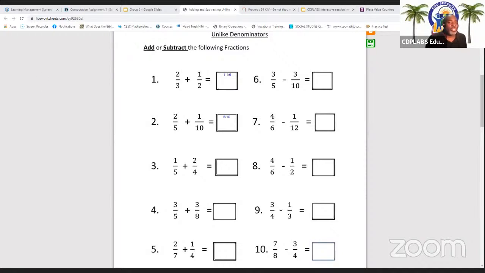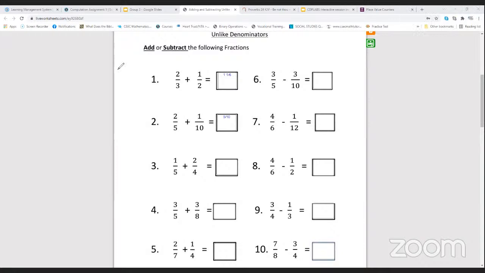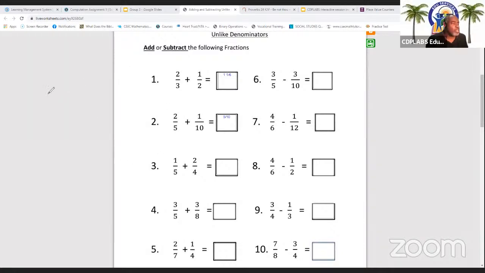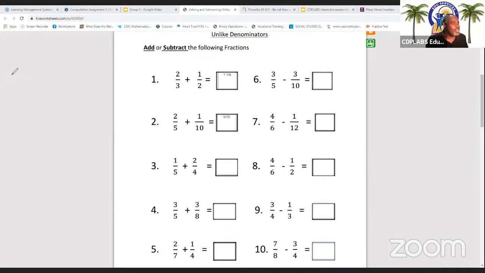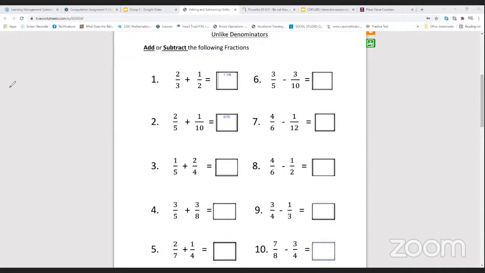So who's going to do number 3? Let me do it, sir, if I can. Okay, Talisa, go ahead. So you're going to draw. May I draw? Tell me what to draw. Okay, so you have to draw a rectangle with 5 parts.